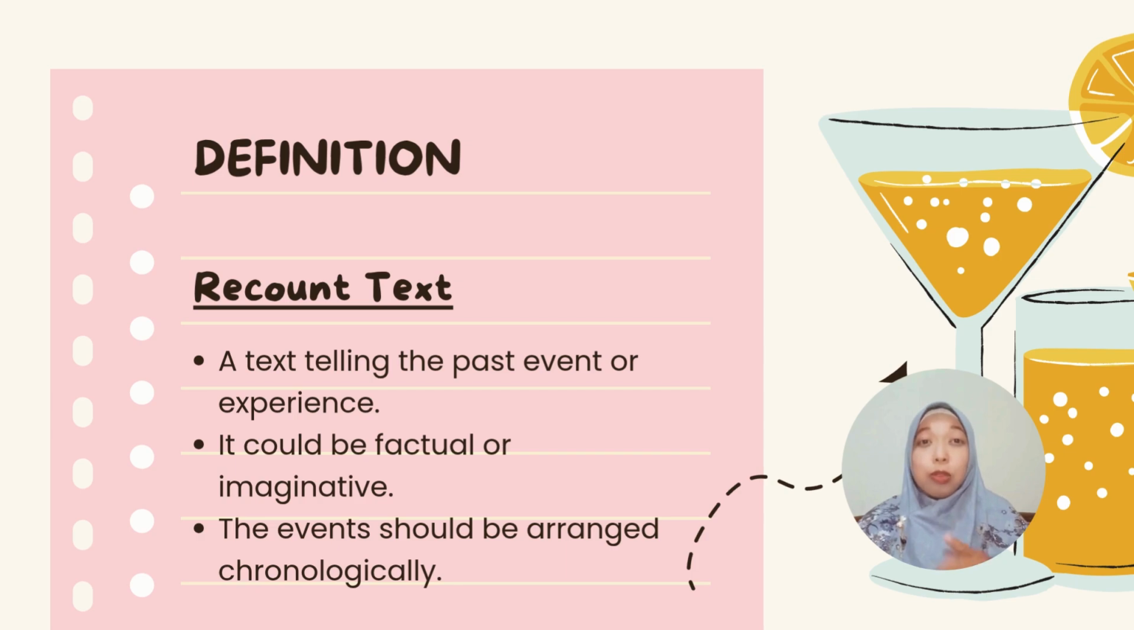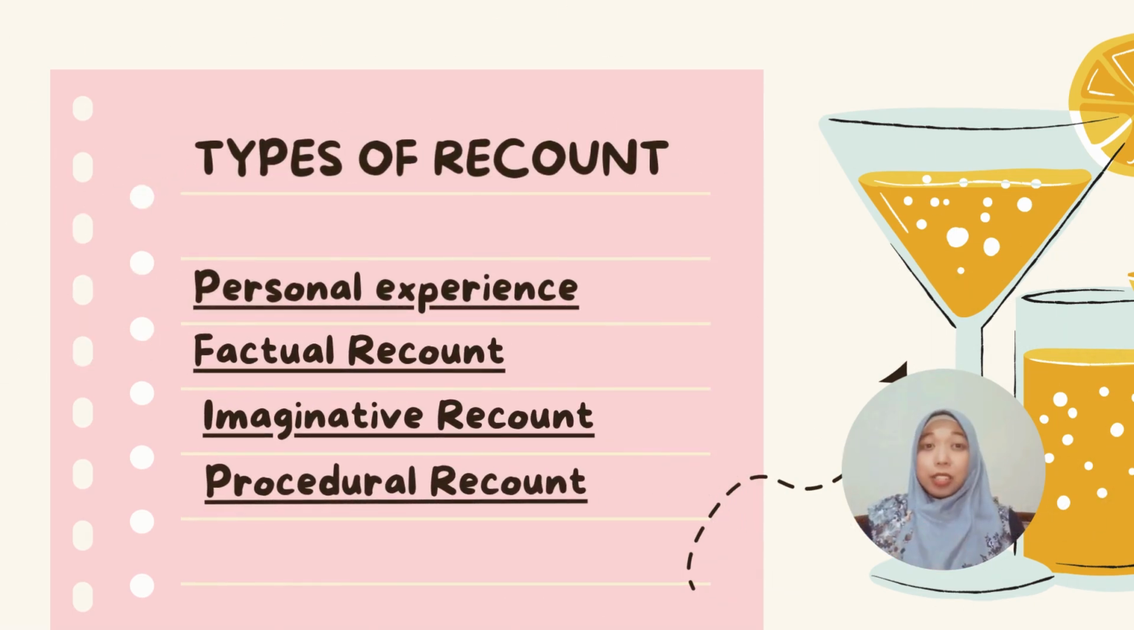Okay, first of all, we have to understand the definitions of recount text. What is recount text? So, it is a text telling the past event or experience. It could be factual, but sometimes it could be imaginative too. And when you write the recount text, you have to write the event chronologically. There are some types of recount text. So the first, it is personal recount, and the second, it's factual recount. The third, it is imaginative recount, and the last is procedural recount.